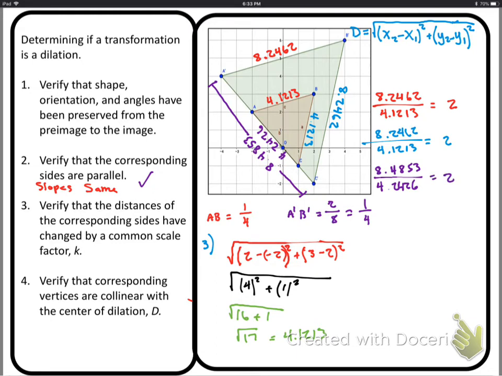Okay, so now that all 3 of the sides have the same scale factor of 2, we can say that the scale factor is 2. Okay, and that's verified.